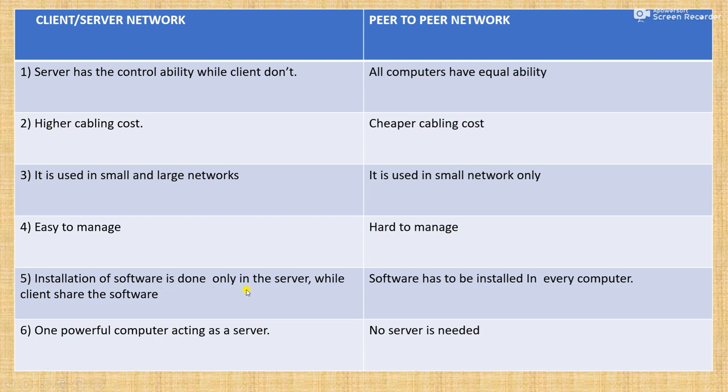You know that in the server only, the main software is installed, whereas in peer-to-peer the software has to be installed in every computer. Now sixth, one powerful computer acting as a server. Only one powerful computer will act as the server, and all our devices will connect to it. So basically this is the main server that we are talking about.